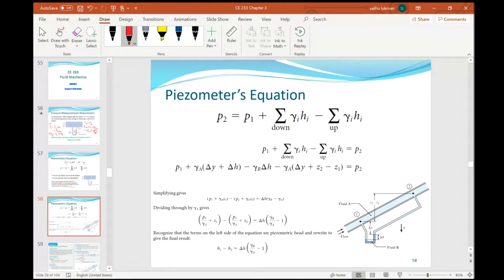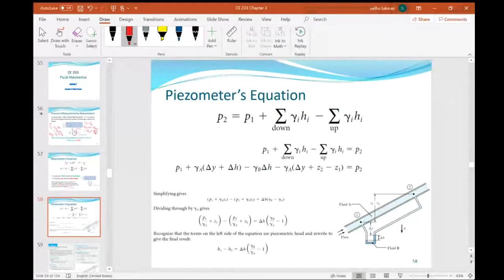Now, the piezometer's equation. Still P2 equals P1 plus; when you go down, you add, when you go up, you subtract. Here we have water flowing in a pipe, and then we have two pipes connected, and we have fluid A and B. Fluid A is considered to be water, and fluid B be considered to be, let me see.